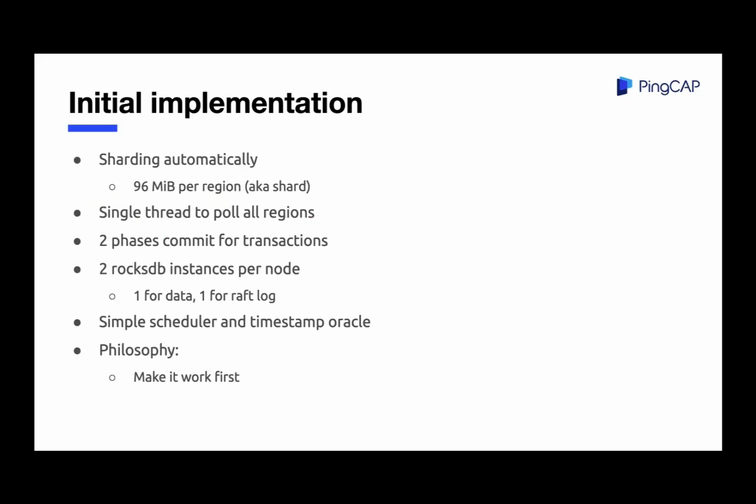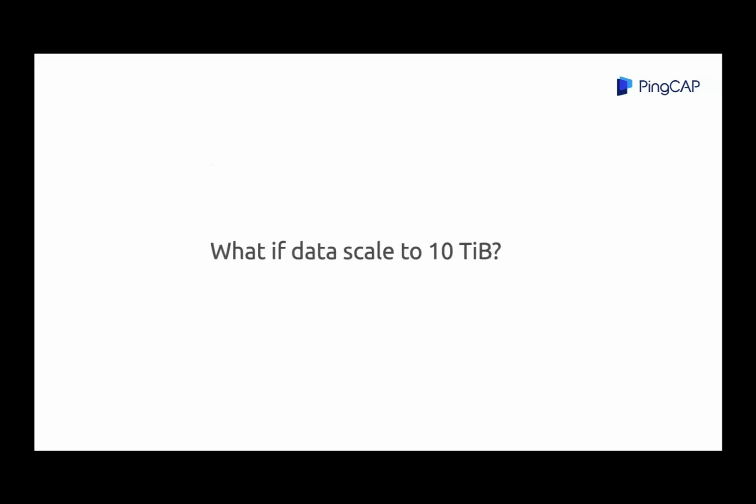You can see the early implementation of TiKV is fast, because our philosophy is to make it work first, and then make it right, make it fast. And actually it worked. It works quite well at the hundreds-of-gigabytes scale. But the data of a user can scale. What if it scales to 10 terabytes?